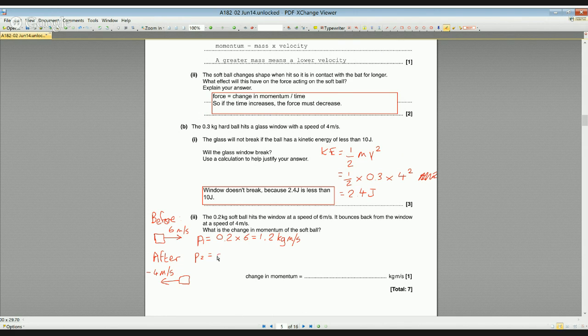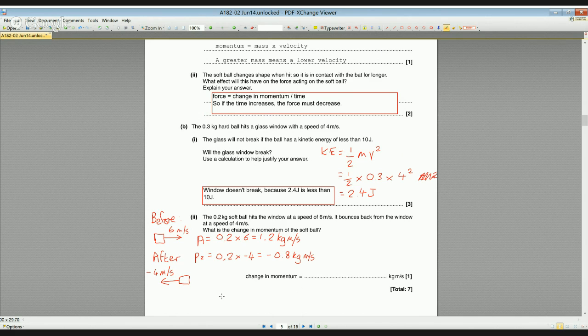The mass of the ball is still 0.2 kilograms, but the velocity now is minus 4 because it is traveling in the opposite direction. It is a minus velocity, so minus 4 meters per second, and that will give us a momentum of minus 0.8 kilogram meters per second.